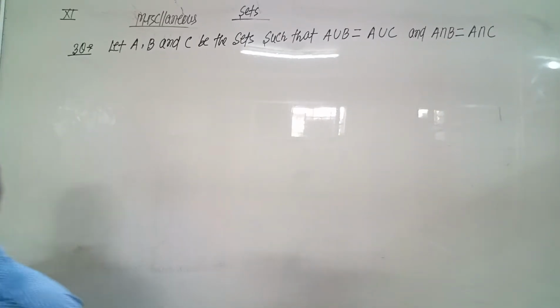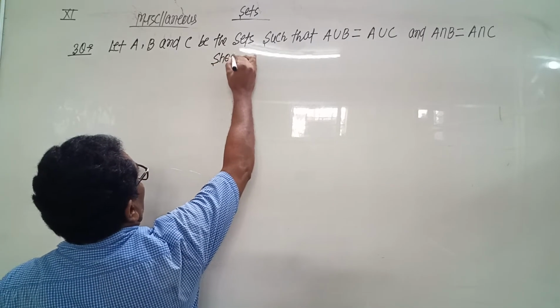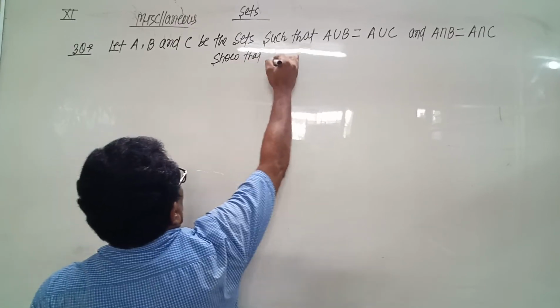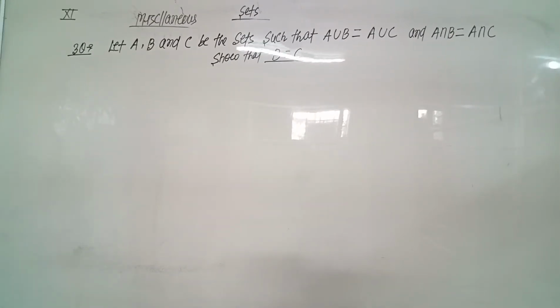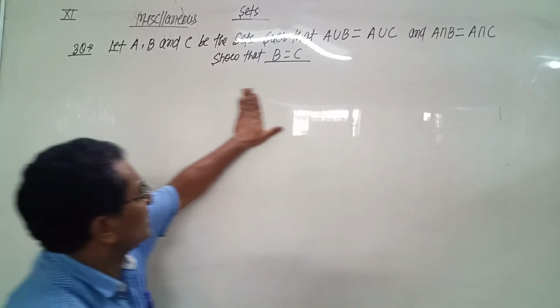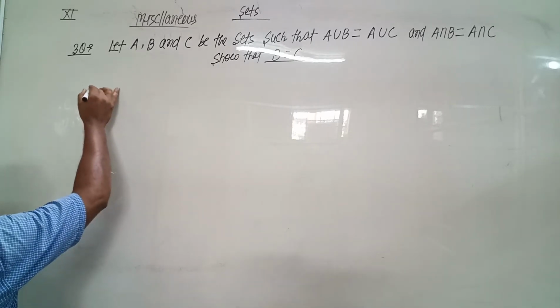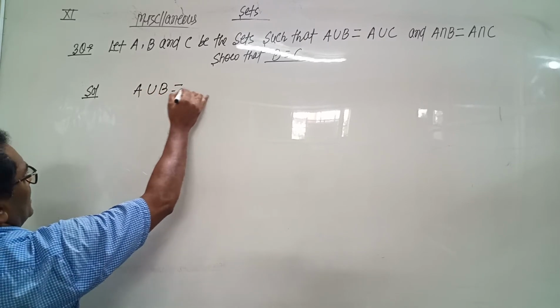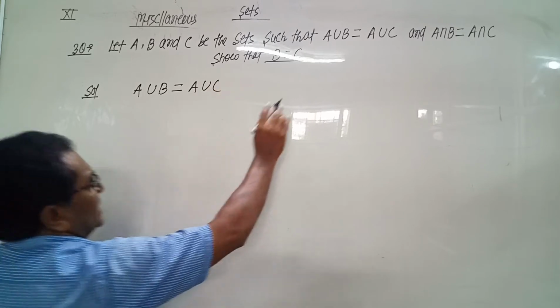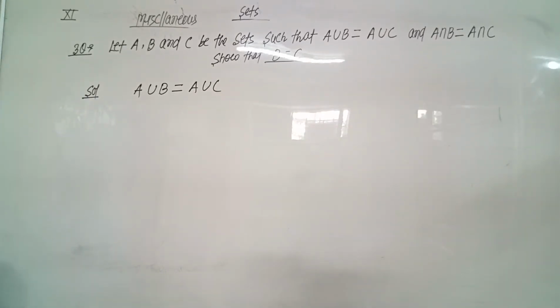Three sets A, B and C are given, and the condition is that A union B equals A union C, and also A intersection B equals A intersection C. Then show that B equals C. We have to show that set B equals C. So the first thing given is A union B equals A union C. Let us solve.